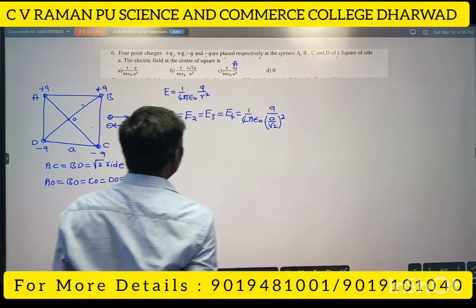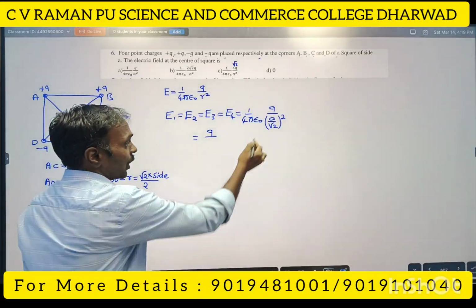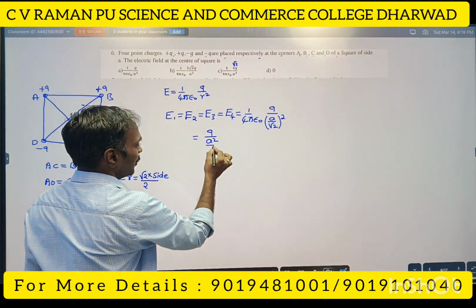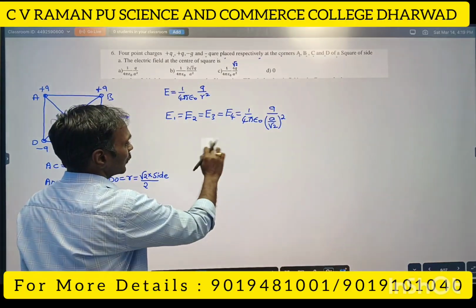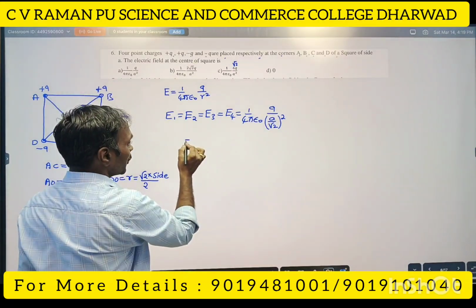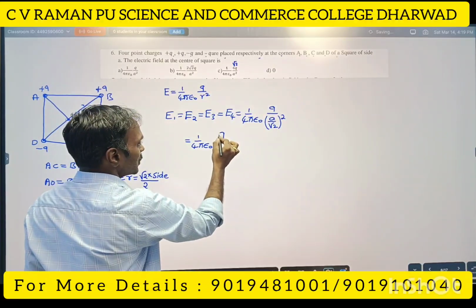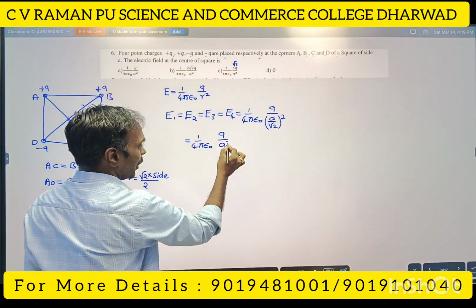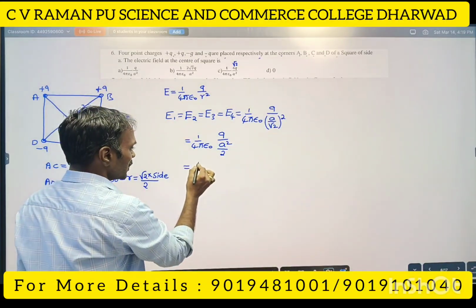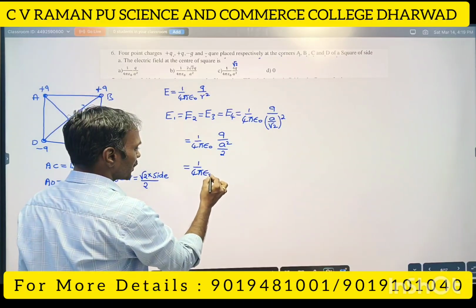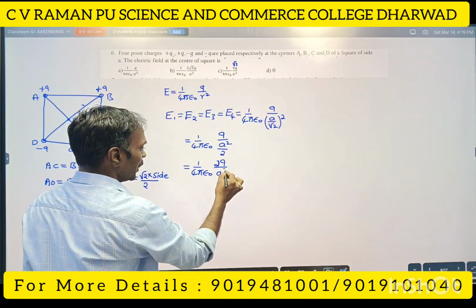The whole square. On further simplification, we get charge Q divided by A square divided by 2. This 2 goes to numerator. On further simplification, what do you get? 1 upon 4 pi epsilon naught, charge Q divided by A square, this 2 goes to numerator, 2Q divided by A square.